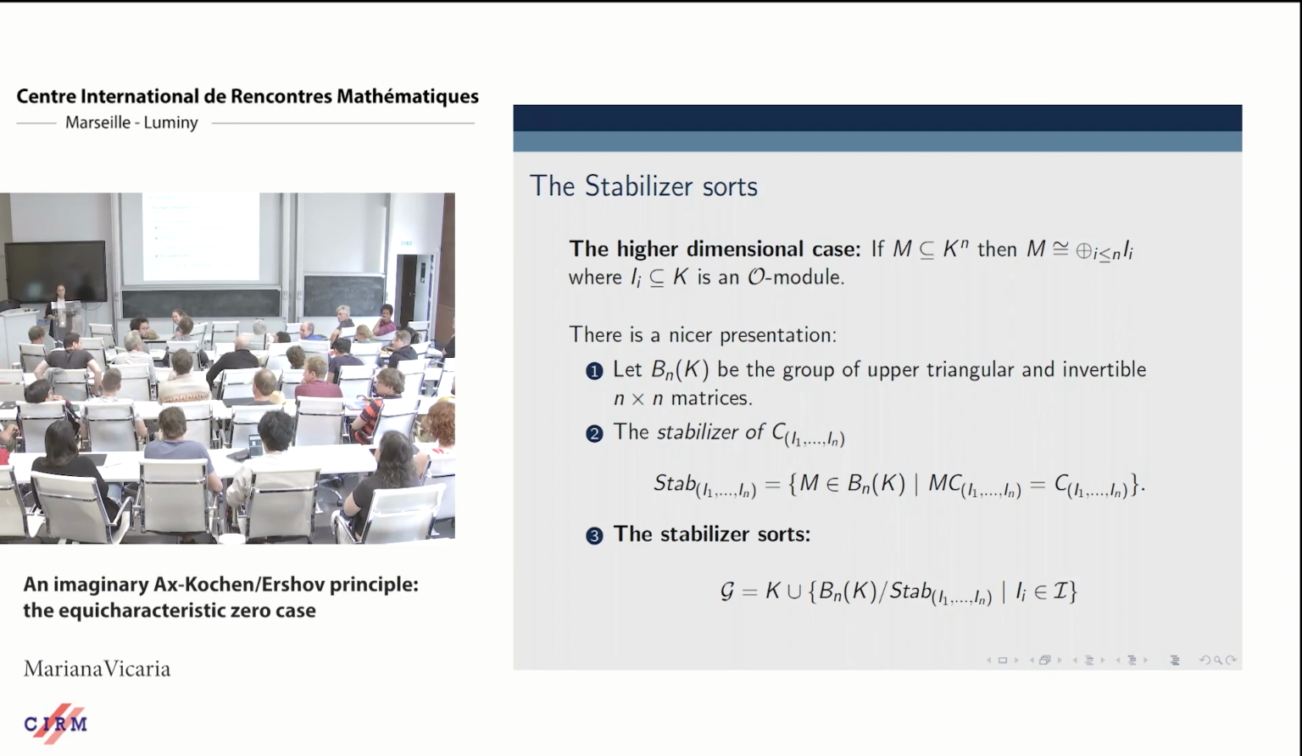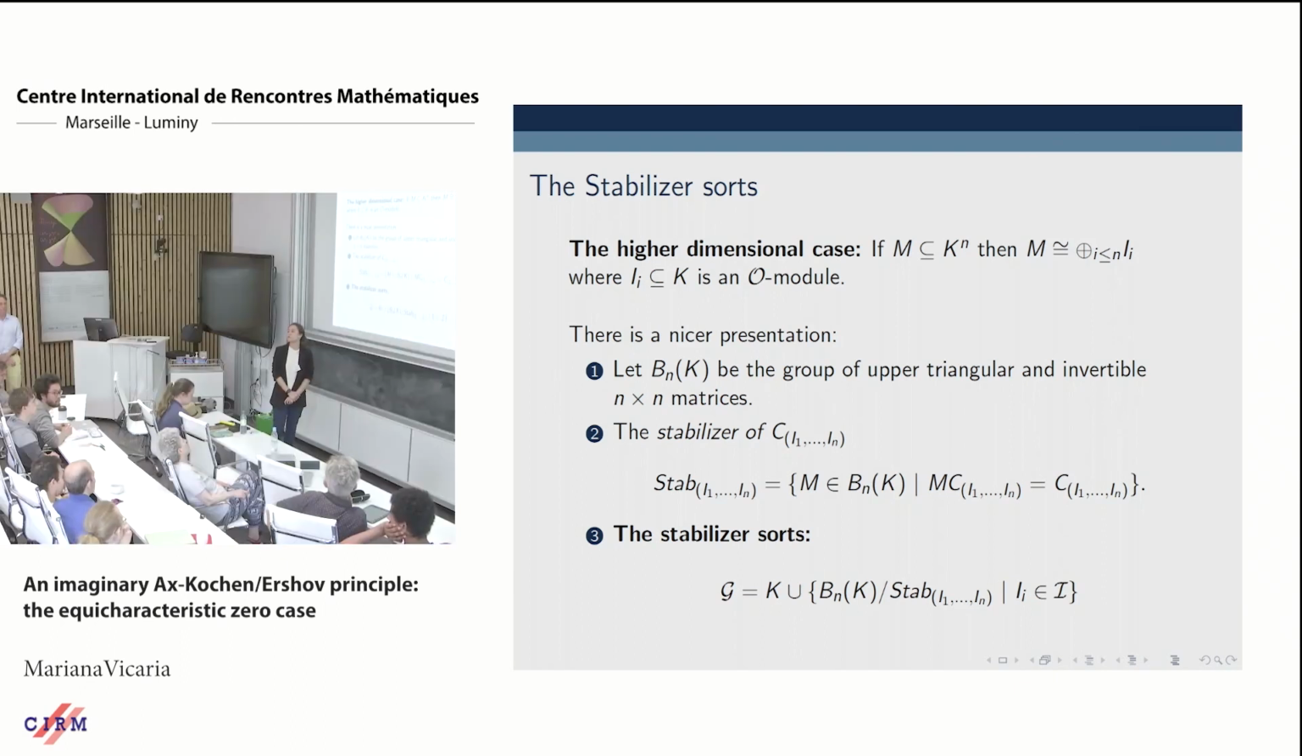I had a question about this slide. Does it matter if you take the upper triangular matrices or all matrices? Would you get the same sort? Is it important to do the upper? It's the same. If you're just planning to add codes for the models, right?